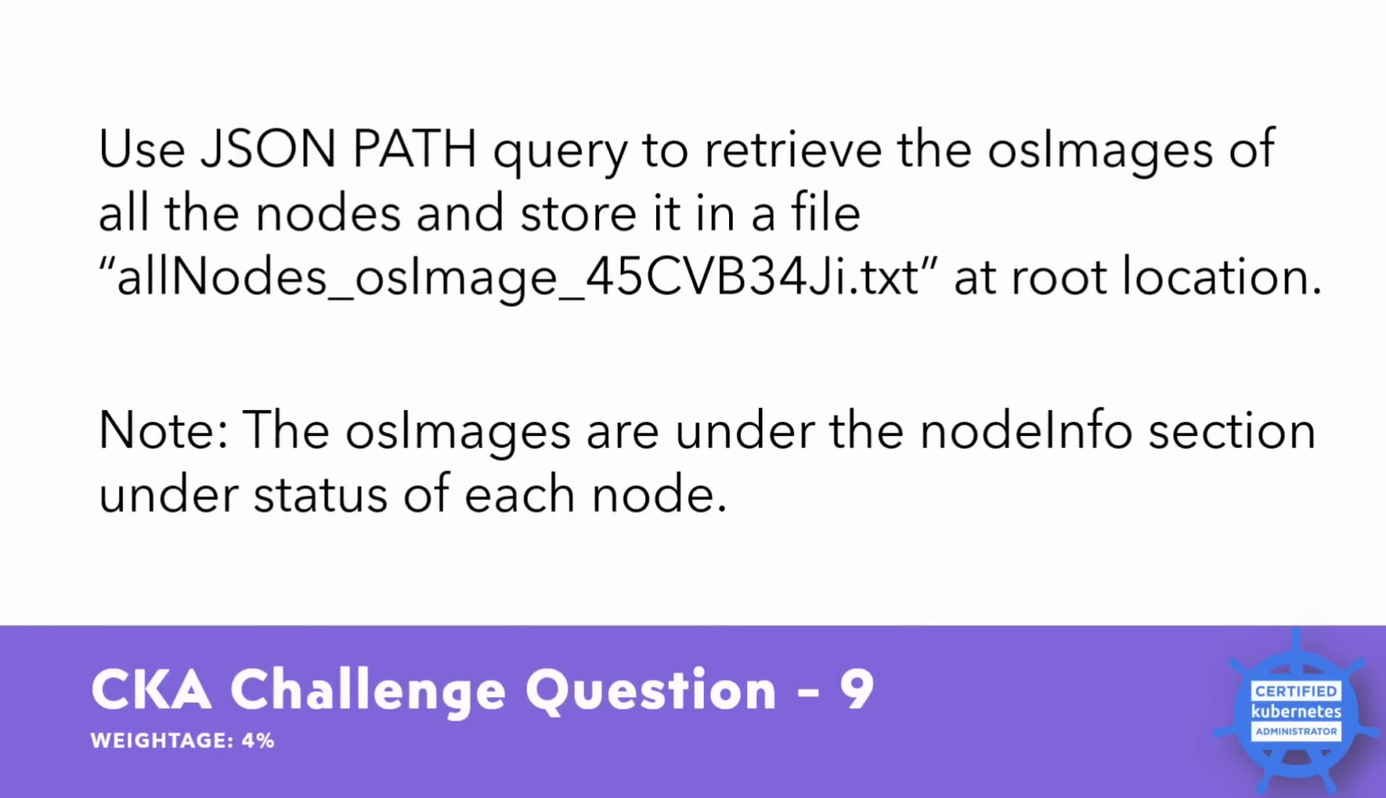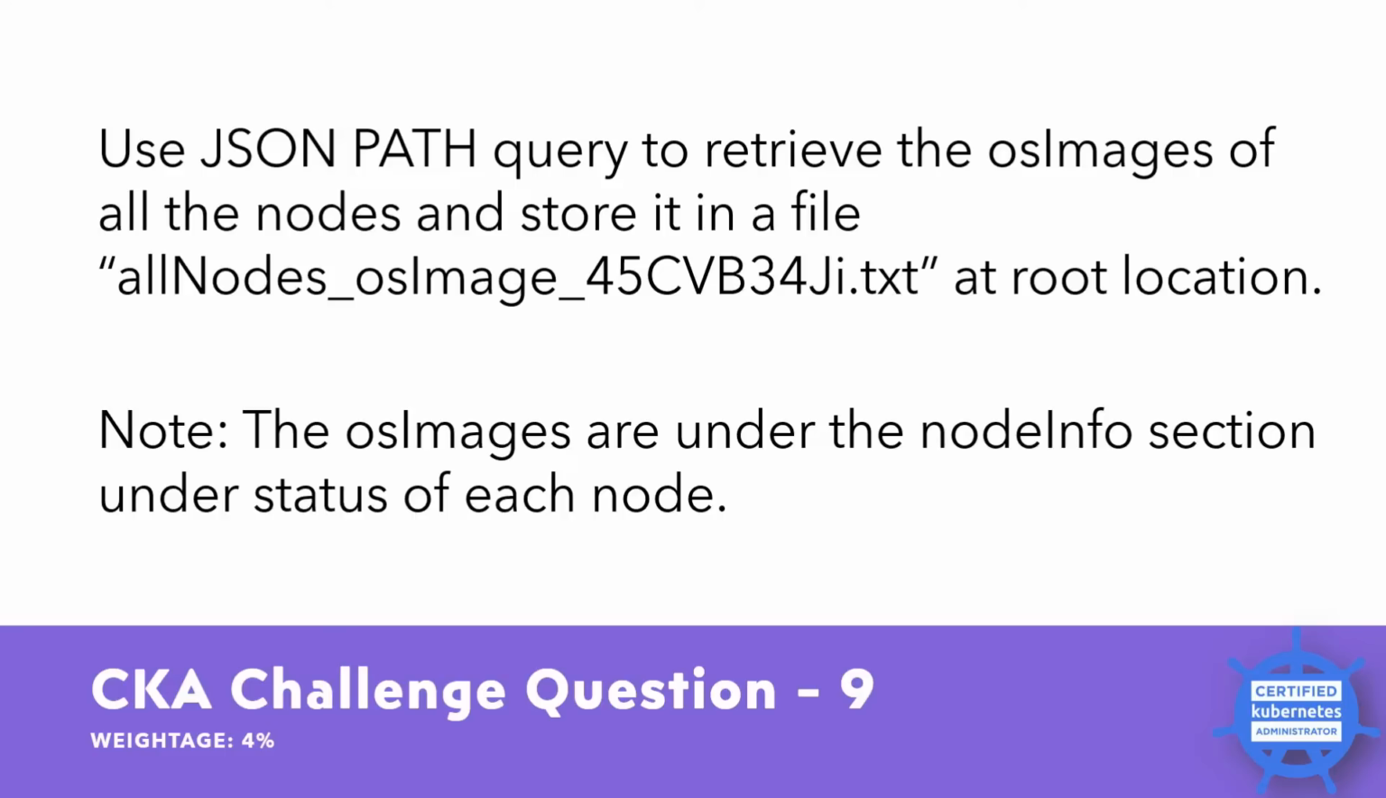CKA Challenge Question 9, having the weightage of 4%. Use the JSONPath query to retrieve the OS image of all the nodes in the Kubernetes cluster and store it in a file called allnodes_OS_image_456VB34ji.txt at the root location. The OS images are under the node info section under the status of each node.